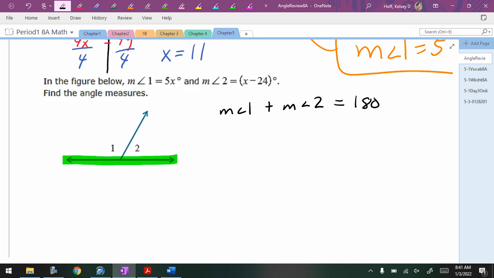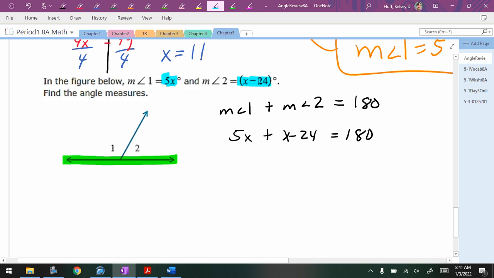What did they tell us angle 1 was? 5x plus, what's the measure of angle 2? Very good. x minus 24. Does everybody see where Marilyn got that information from? Right up here. Okay. Now we're solving an equation.